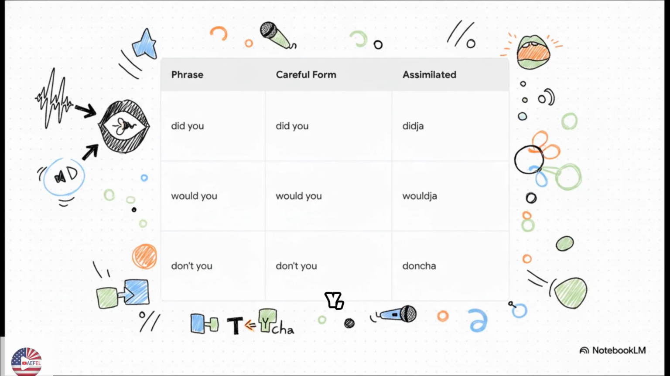When a D hits a Y, it completely morphs. Did you becomes didja. Would you becomes woulda. And when a T hits a Y, it changes too. Don't you becomes don'tcha. Now, we aren't inventing new slang words here. This is literally just the physical result of your vocal organs trying to move as efficiently as possible from one position to the next without stopping the motor.